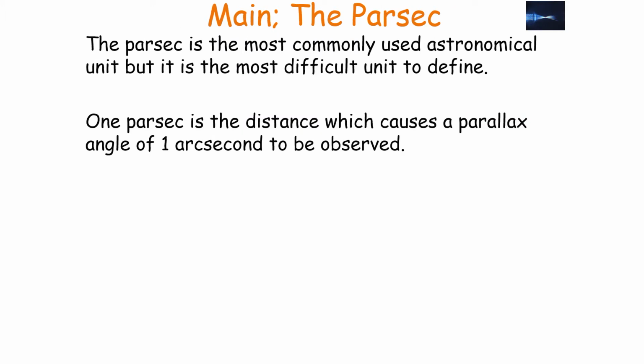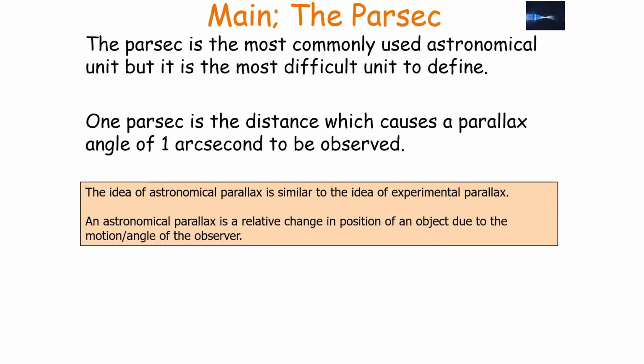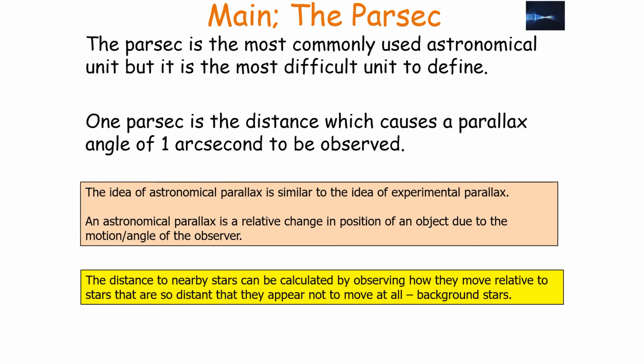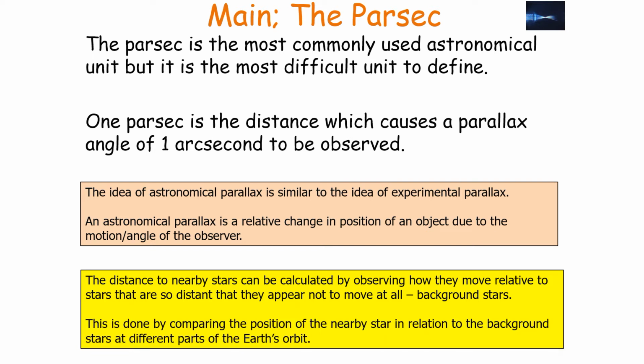Now the parsec is the most commonly used astronomical unit, but it is the most difficult unit to define. 1 parsec is the distance which causes a parallax angle of 1 arcsecond to be observed. Now the idea of astronomical parallax is similar to the idea of experimental parallax. An astronomical parallax is a relative change in position of an object due to the motion or angle of an observer. So the distance to nearby stars can be calculated by observing how they move relative to stars that are so distant they appear not to move at all, the background stars.